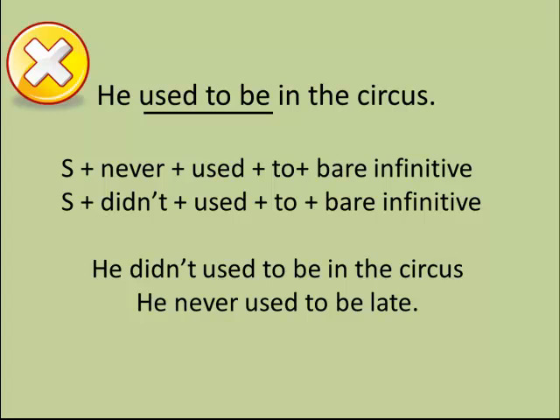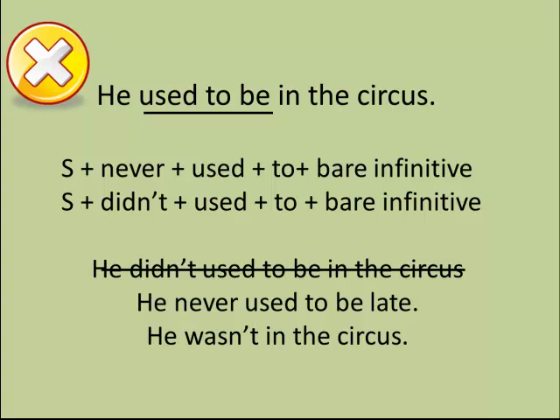Grammatically, of course, it shouldn't be there because we've got didn't, so we need the bare infinitive of the verb, used, or use. But because it's a semi-modal in that way, it's slightly odd. But I think the main thing is that we just don't say that. We might say he wasn't in the circus, but we don't use it in the negative like that.